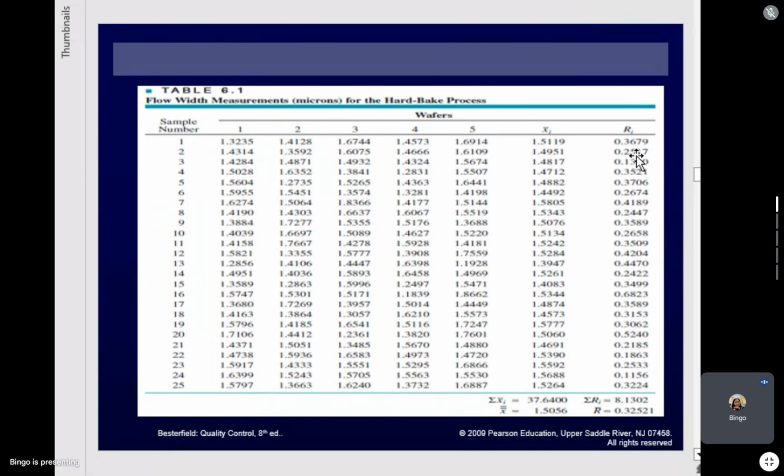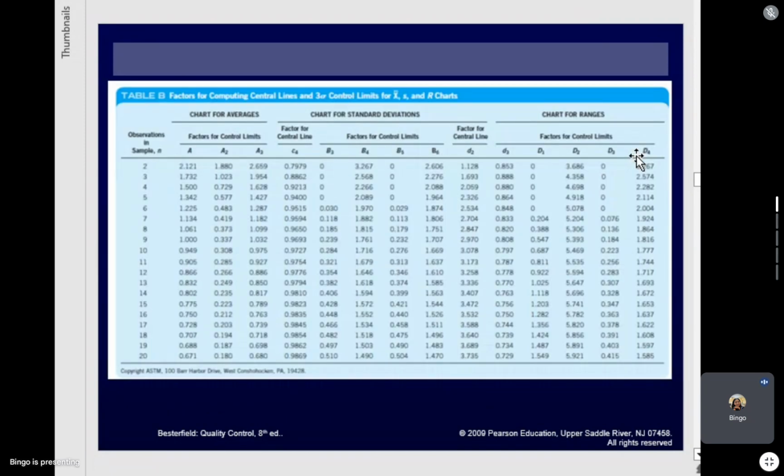Then, pag nakuha na natin from the 25 rational subgroups, i-add ulit natin, then we're going to divide it by 25 para makuha natin ang R bar. So, ibig sabihin, this X double bar and this R bar is our center limit. Kukuhanin naman natin ngayon si upper control limit at si lower control limit. Yung formulas natin kanina, plus minus 3 standard deviation. We're going to apply that, and we'll solve that one by next meeting.